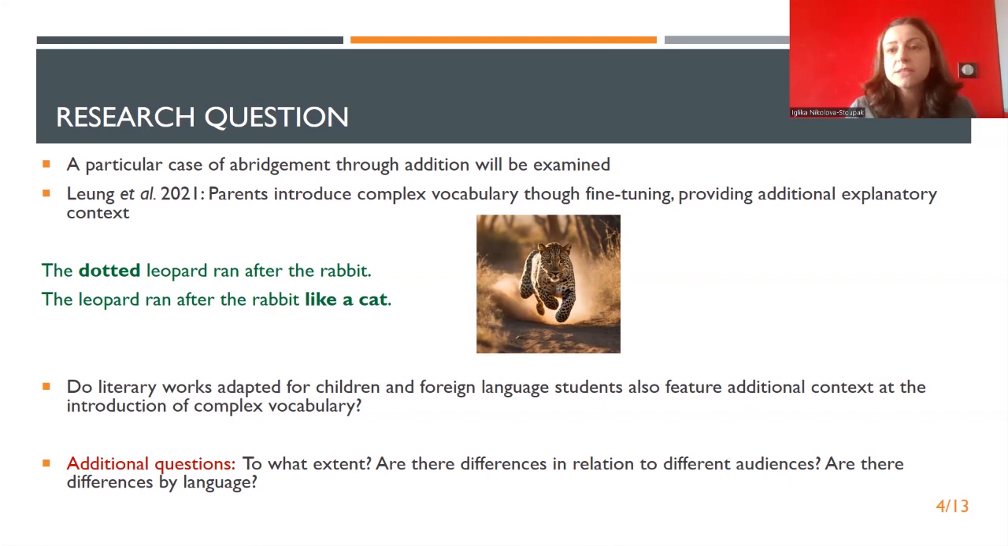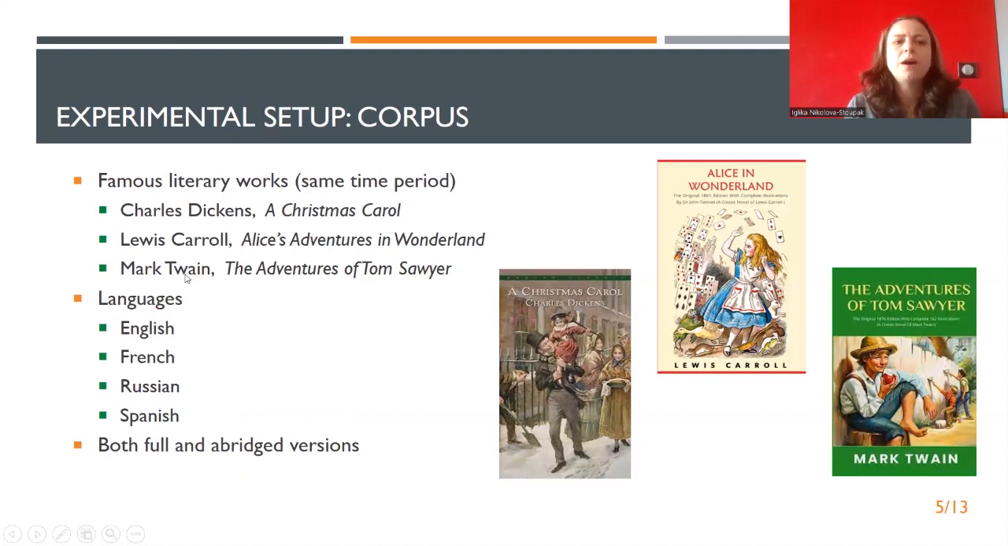And then are there differences by language? Because as languages are different, possibly differently complex, they have what Krashen refers to as different natural order of acquisition. So there would be different tendency in the study of different languages. Now, let me describe my experimental setup.